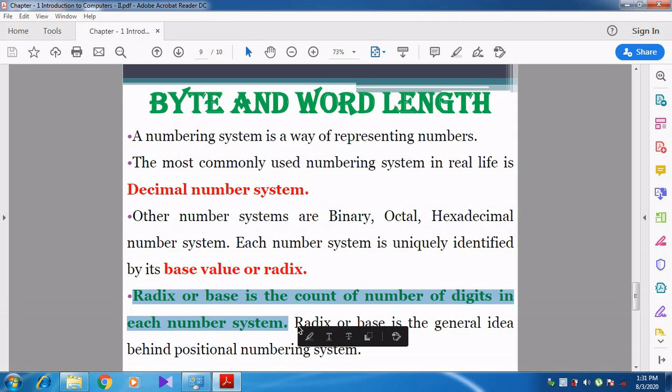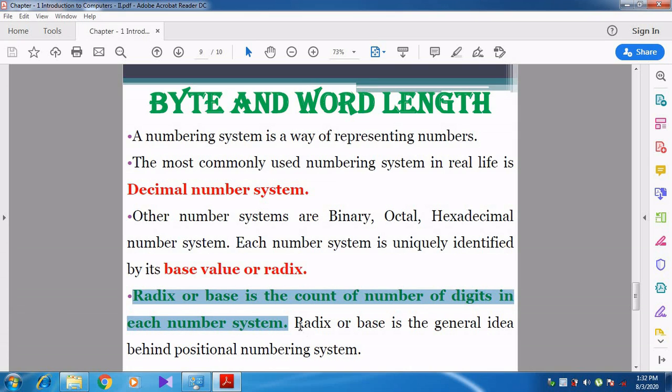For example, binary base is 2. So how many numbers are in that system? Only two numbers: 0 and 1. What is the base of the octal number system? The base of the octal number system is 8. So how many numbers are there? Eight numbers: 0, 1, 2, 3, 4, 5, 6 and 7. So 0 to 7, totally 8 numbers. Can you understand, students?